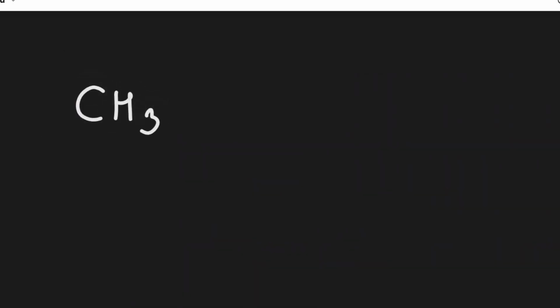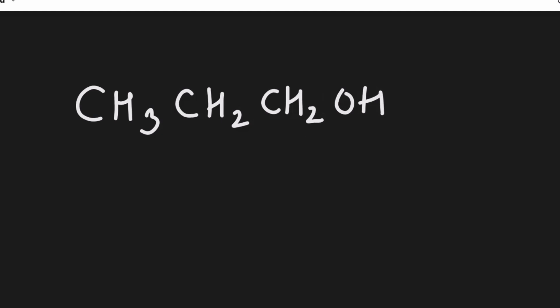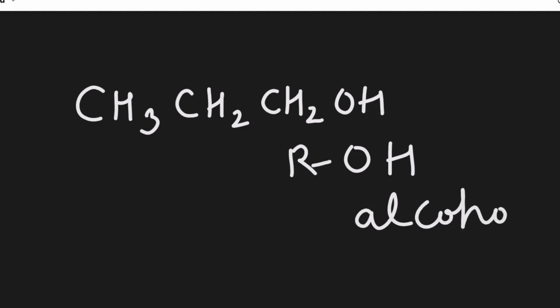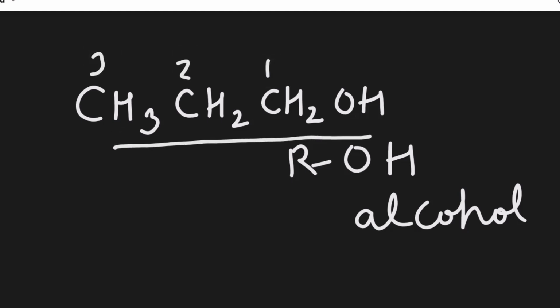Now what about this one? What type of functional group do we have here? So whenever you see an OH group attached to an R group or a hydrocarbon chain, that's an alcohol. So this specific structure has 3 carbons, 1, 2, 3, and the OH group is attached to carbon 1, so this is named as 1-propanol.